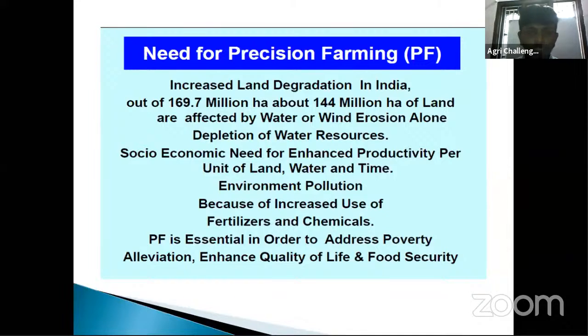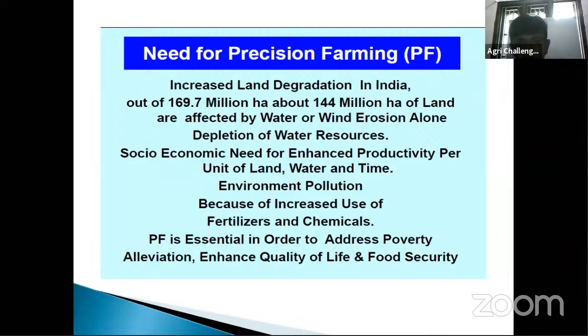Then the socio-economic need for enhanced productivity, for the socio-economic development of the community. You have to go for increased productivity and efficient utilization of resources: less cost, more production per unit of land, water, time and other inputs. And reduction of environmental pollution. To overcome all these problems, we have to go for precision farming, because increased use of fertilizers and chemicals is causing them all.